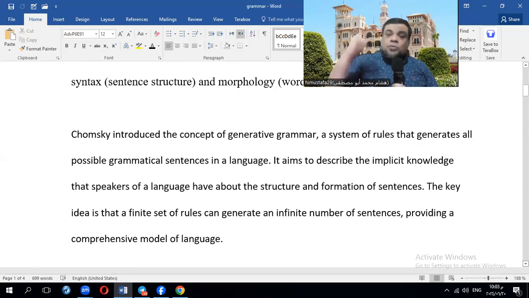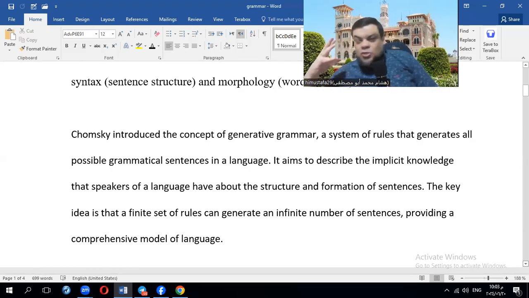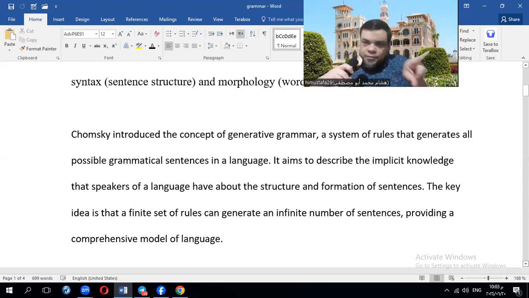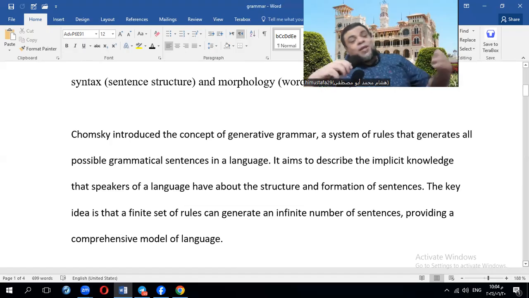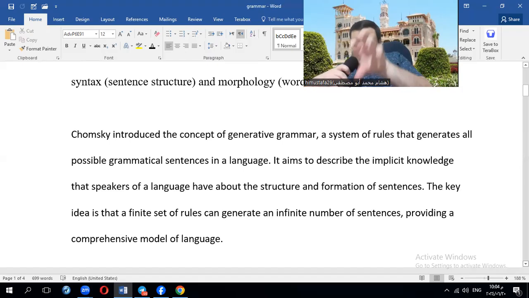So according to this concept, grammar means a set of rules. That's why sometimes it's called the mathematical grammar. It aims to describe the implicit knowledge, as part of the descriptive approach to grammar, that the speakers of a language have about the structure and formation of sentences. So we describe how native speakers use language to make correct or grammatical structures.